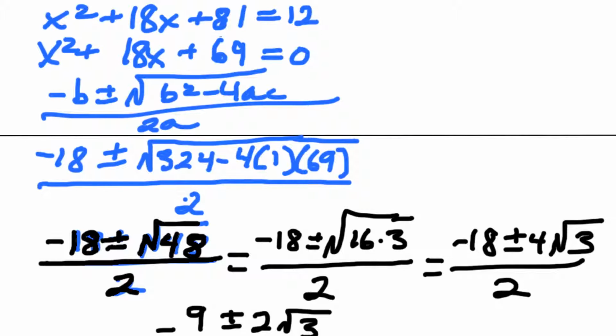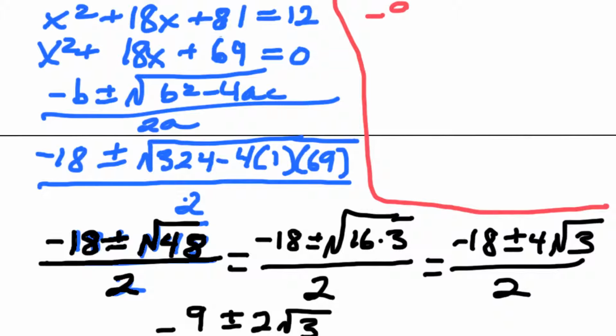But here's how this problem should be done. You always want to do it the easiest way possible. So we have x plus 9 squared equals 12.